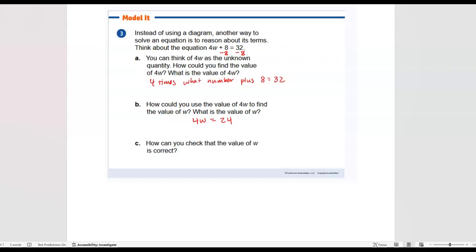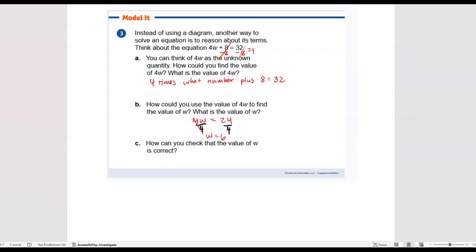How did I get that? Again, if I had a hanger diagram, I'd remove 8 from this side. That gets rid of the 8 there. And I remove 8 from this side, and that makes that 24. Now, how do I solve this? 4 times what is equal to 24? I just divide by 4. And when I do that, 4 divided by 4 is 1. So w is equal to 24 divided by 4, which is 6.